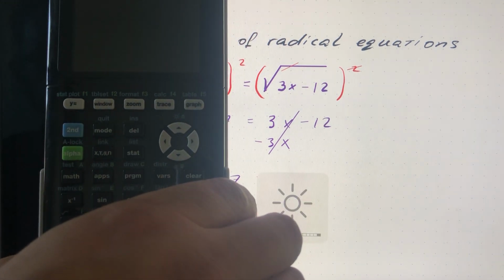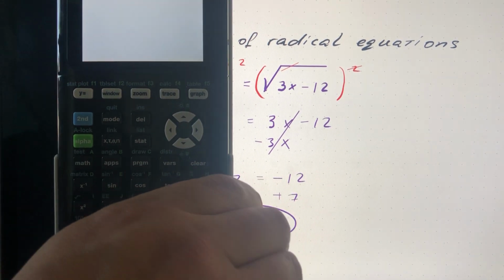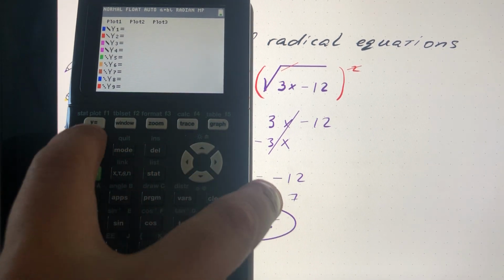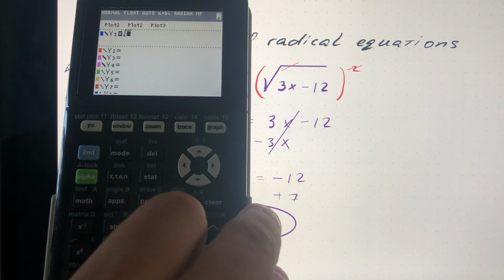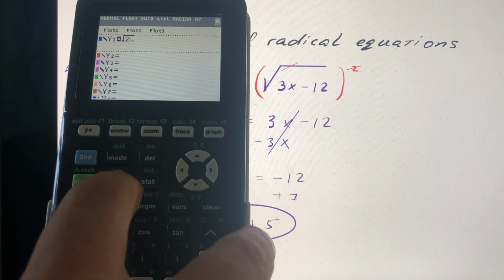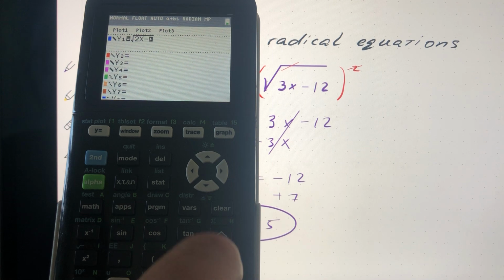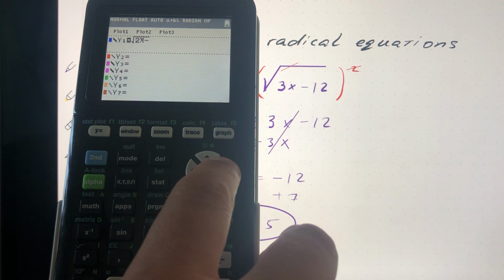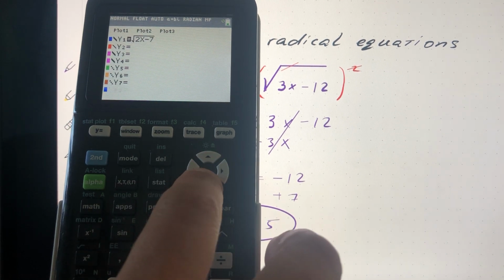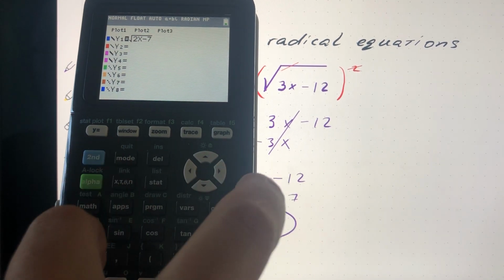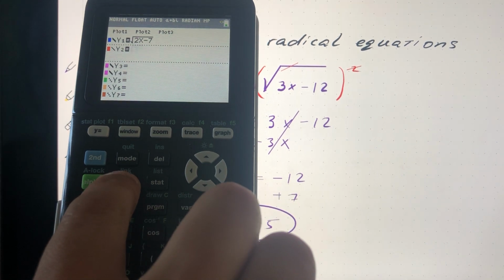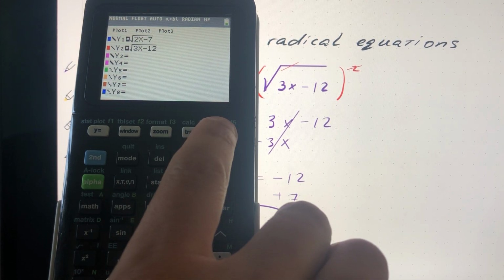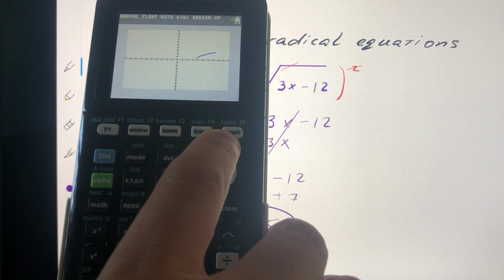So here's the calculator, and let's type in the equation. So the equation is square root of 2x minus 7, and then on the other side, square root of 3x minus 12. And we're looking for the place where both sides are equal to each other, so we're looking for the place where the graphs cross.